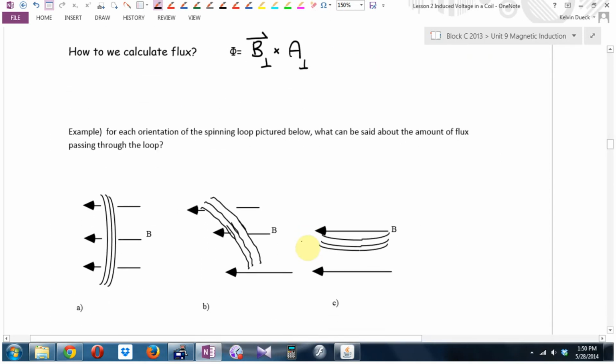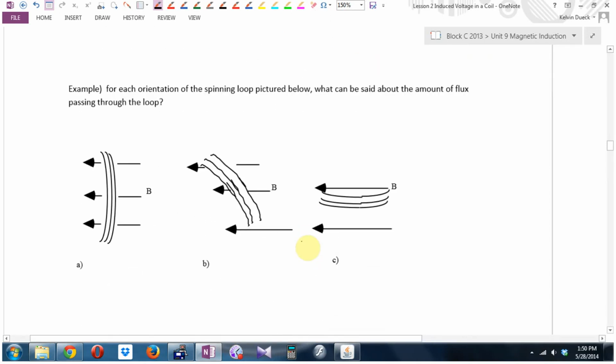So, for each orientation of the spinning loop shown below, what can you tell me about the amount of flux passing through the loop? Which one of those, A, B, or C, has no flux passing through the loop? C. Which one of these has the maximum flux passing through it?